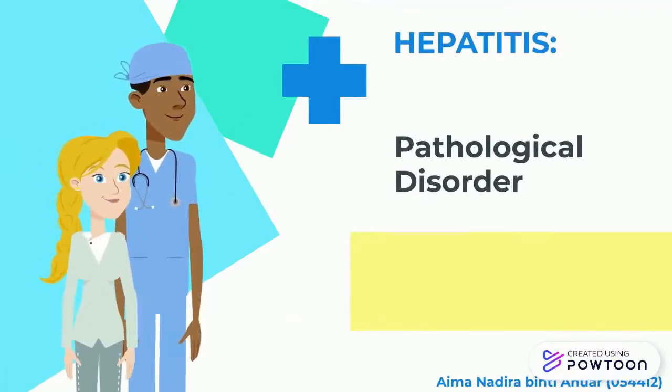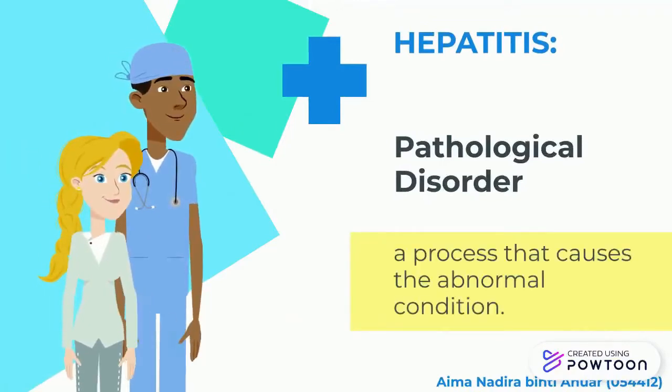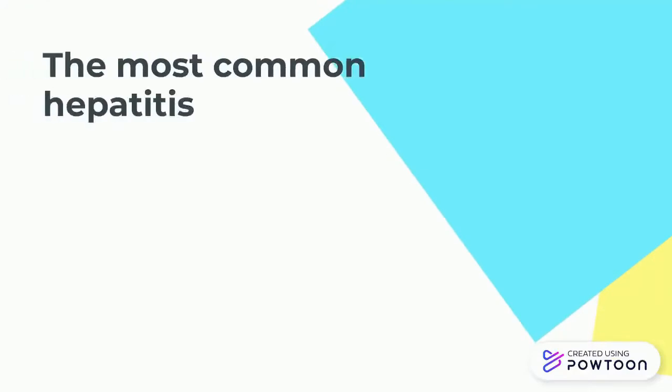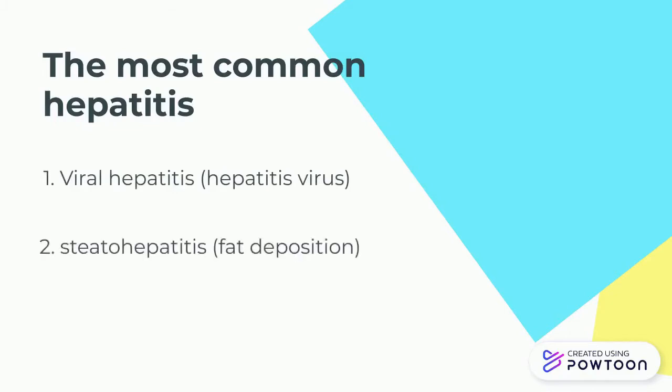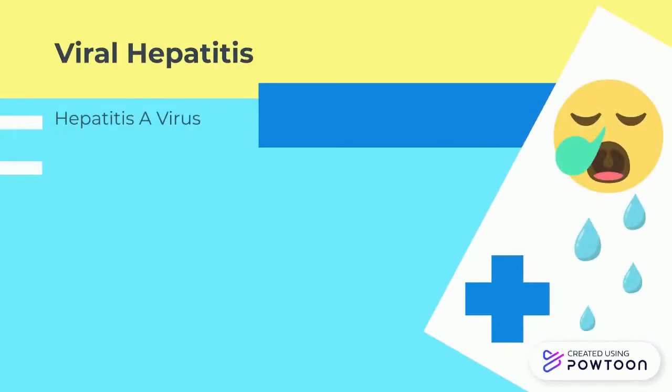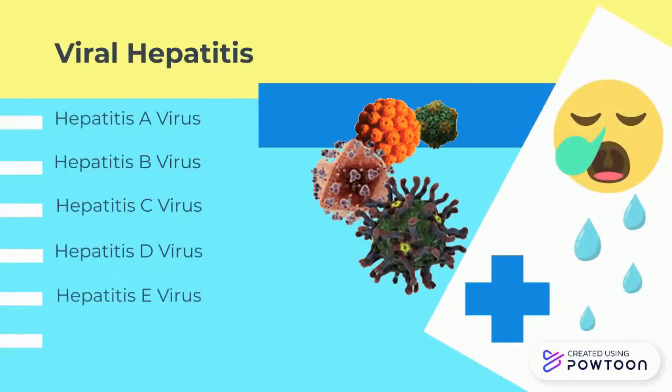Pathological disorder of hepatitis. The most common hepatitis is viral hepatitis caused by hepatitis virus and steatohepatitis caused by the fat deposition in the liver. There are 6 types of viral hepatitis. They are caused by different types of hepatitis virus.